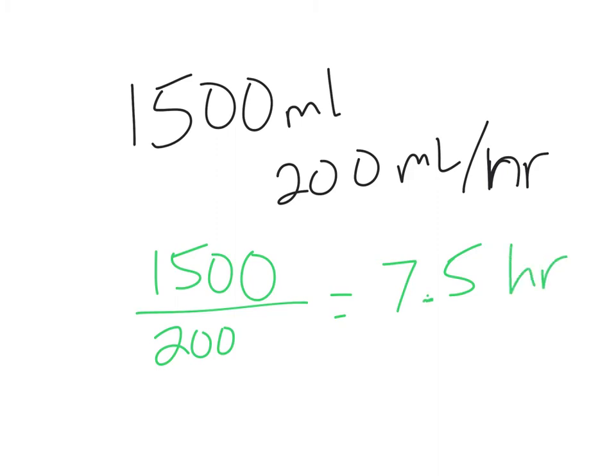0.5 means half an hour, so we know that is 30 minutes. But if you want to double check that, 0.5 multiplied by 60 does give us 30. So that means 7 hours and 30 minutes is how long this IV would take.